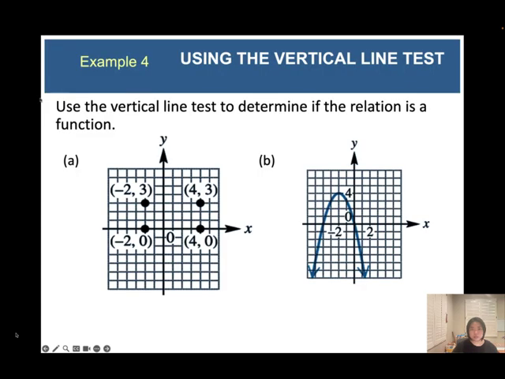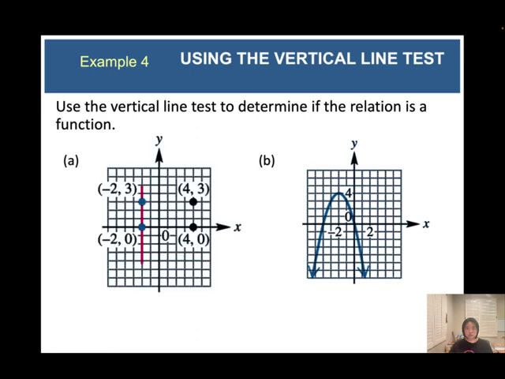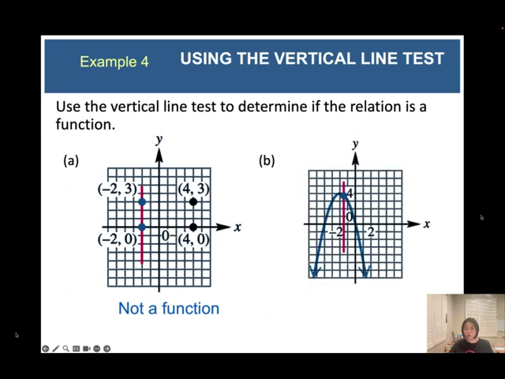Let's try. Use the vertical line test to determine if the relation is a function. So when you draw the straight line here, I intersect more than one point. So this is not a function. And this one, when I draw the vertical line here, I only intersect one point everywhere, right? Only one point. So this is a function.